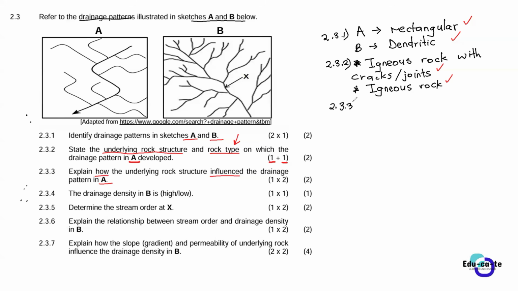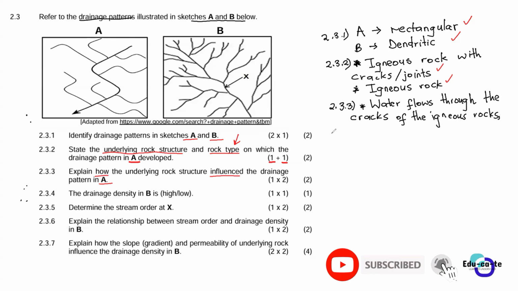So it just explains something like that. The way Mukobe said it, basically, you can say that the water flows through the cracks. That's the most important thing. The water is flowing through the cracks of the igneous rocks, right? Through the cracks of the igneous rocks, resulting in 90 degrees bends, of course.